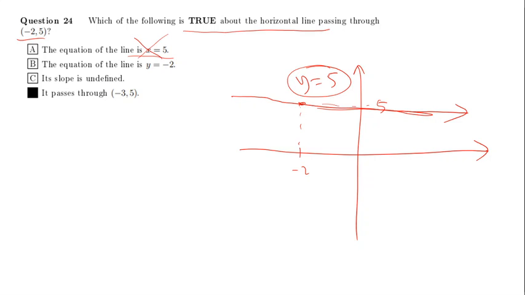So it's not the equation. And the slope of a horizontal line is 0, not undefined. And does it pass through? Okay, this should be true. But anyway, let's check. -3, 5. It passes through -3, 5. Here 3 is here, 5 is here. So does it pass through here? Yes.